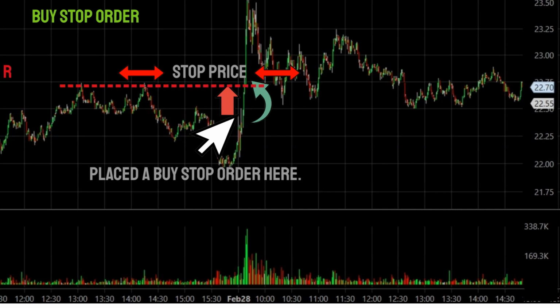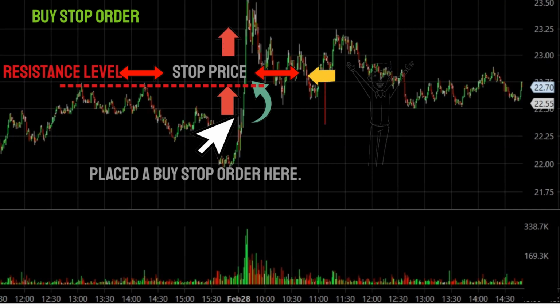If you expect a stock will break out above a resistance level, you will put a buy-stop order with a stop price a little above the resistance level, so as soon as the price breaks the resistance level, your buy order will be automatically executed and you will own that stock and enjoy nice gains.